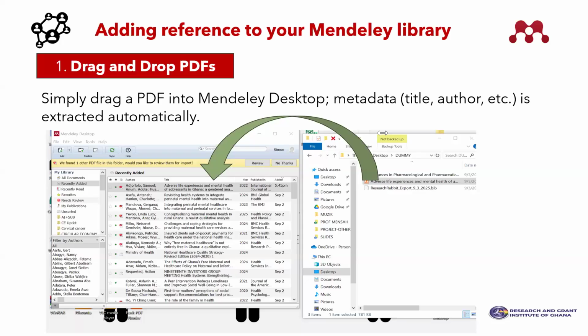But if one of these is missing, it means that the journal might not be of good quality, or maybe it is not a published article. Let's say it's just unpublished material, like a policy document. In that case, if some are missing, you have to do it manually. And for the manual, when you go to File, you can go to the option that says Add Manually.